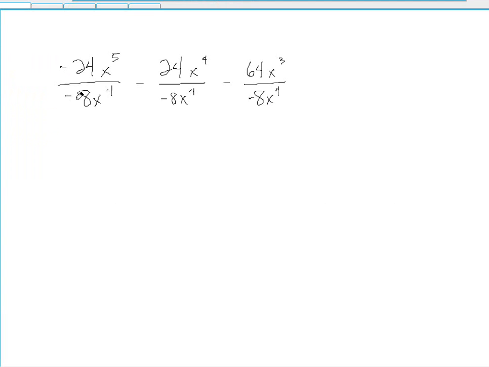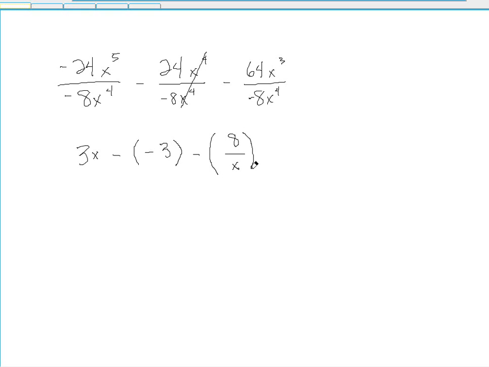Negative divided by negative is a positive. 24 divided by 8. x to the 5th over x to the 4th reduces to just x. And we have the negative. Here we have a positive 24 divided by a negative 8. That's going to give us a negative 3. 24 divided by 8. And x to the 4th over x to the 4th just cancels out. Then we have a negative again. And a positive divided by a negative, which will be 64 divided by 8, which is 8. And then x to the 3rd over x to the 4th, you end up with 1x down on the bottom.